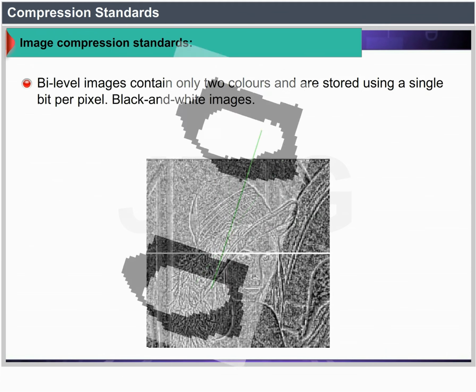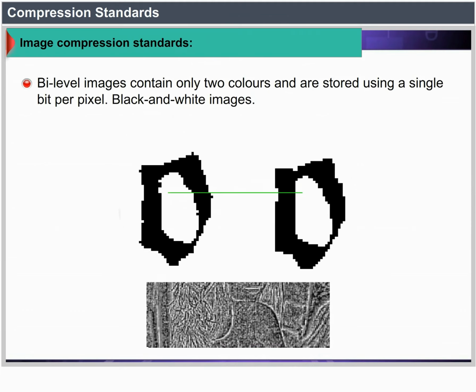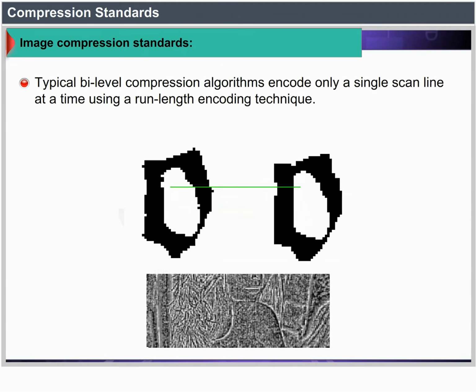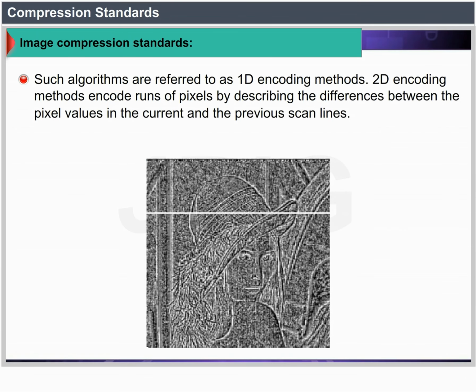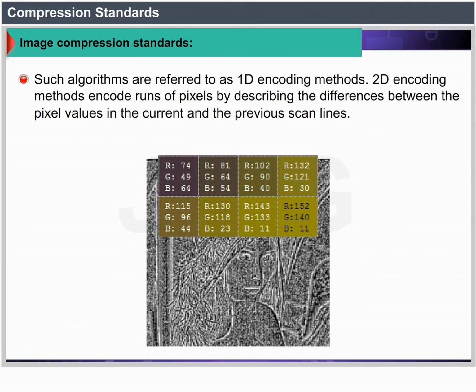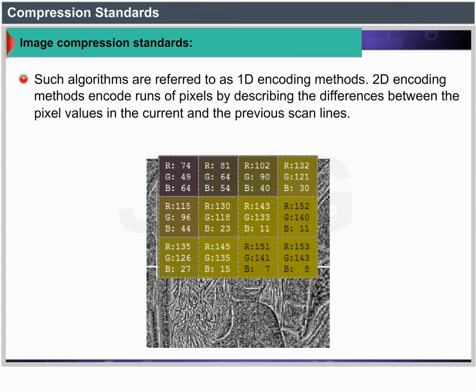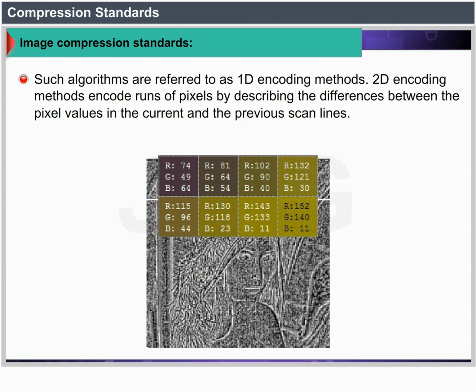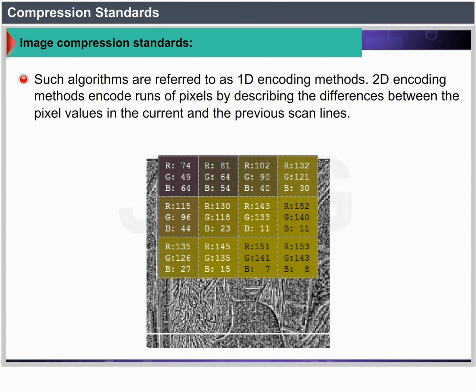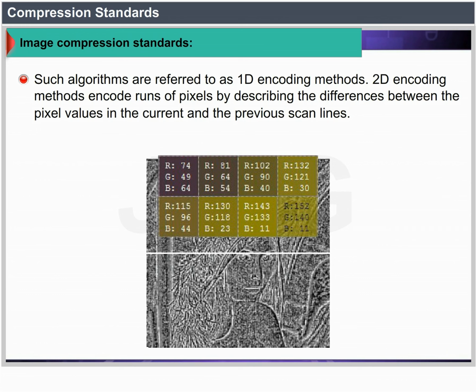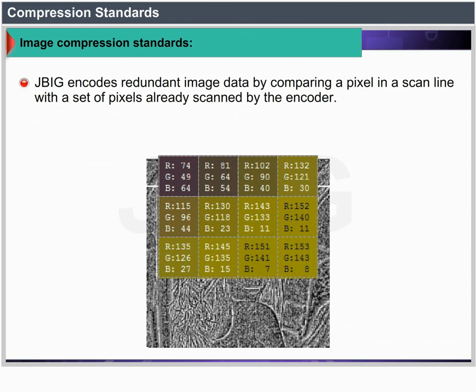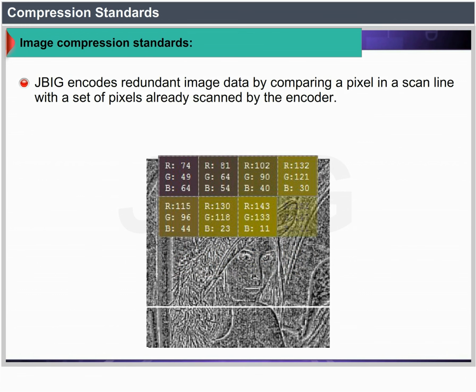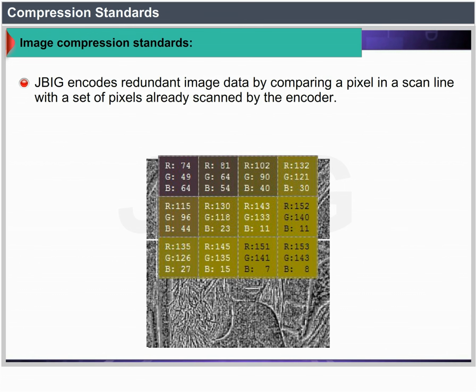Bilevel images contain only 2 colors and are stored using a single bit per pixel, as black and white images. Typical bilevel compression algorithms encode only a single scan line at a time using a run length encoding technique. Such algorithms are referred to as 1D encoding methods. 2D encoding methods encode runs of pixels by describing the differences between the pixel values in the current and the previous scan lines. JBIG encodes redundant image data by comparing a pixel in a scan line with a set of pixels already scanned by the encoder.